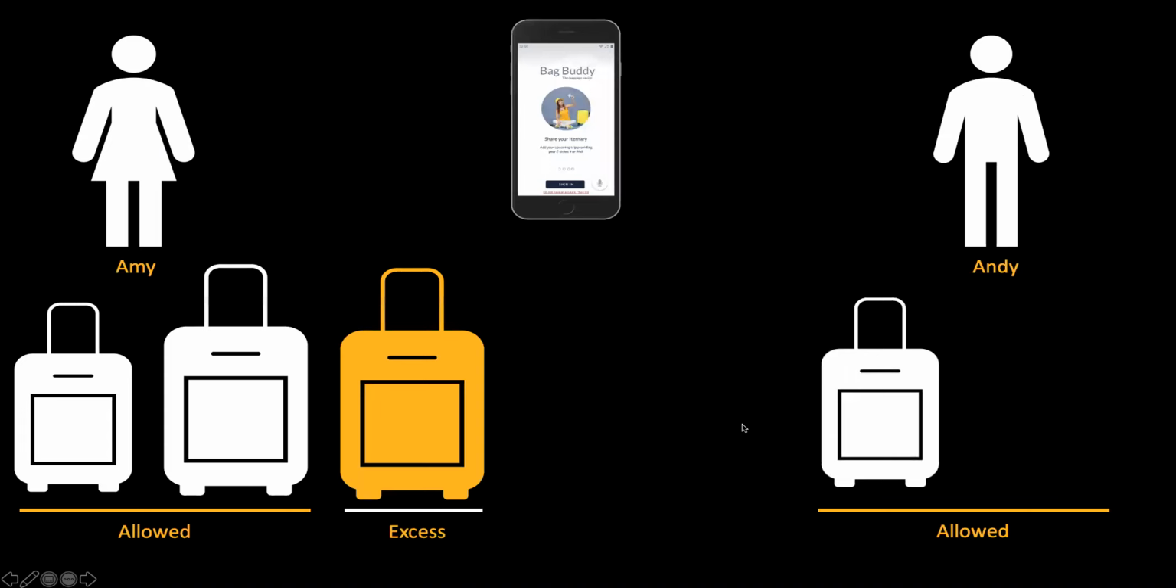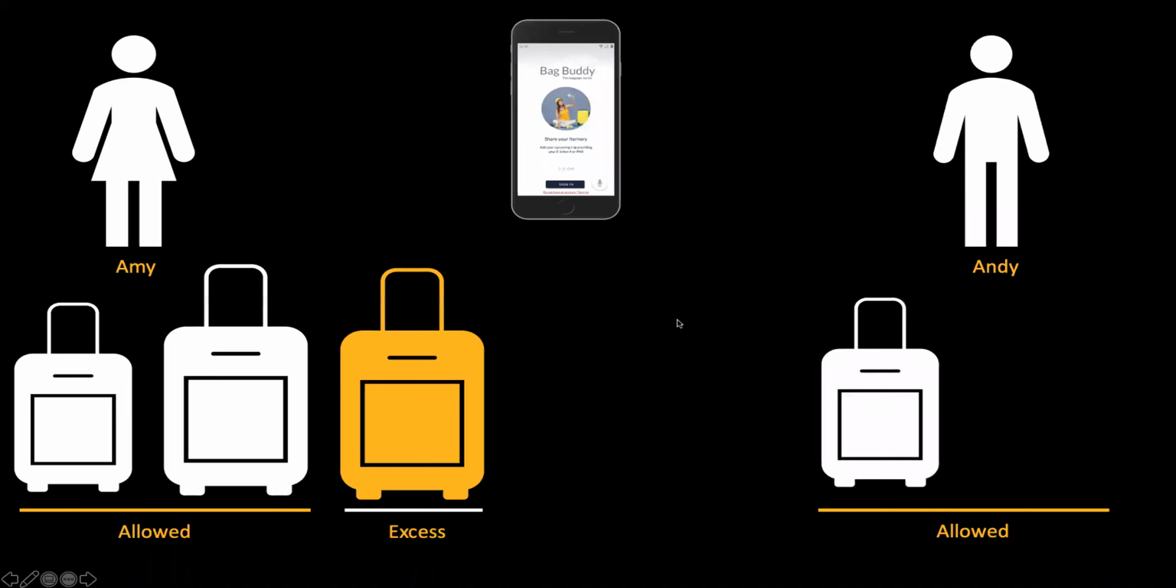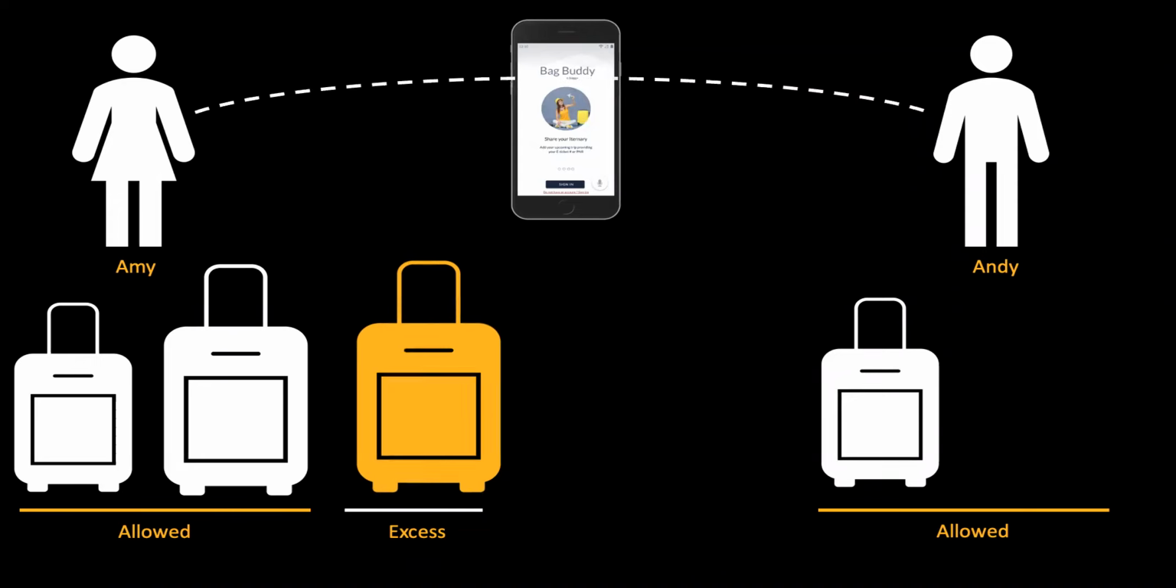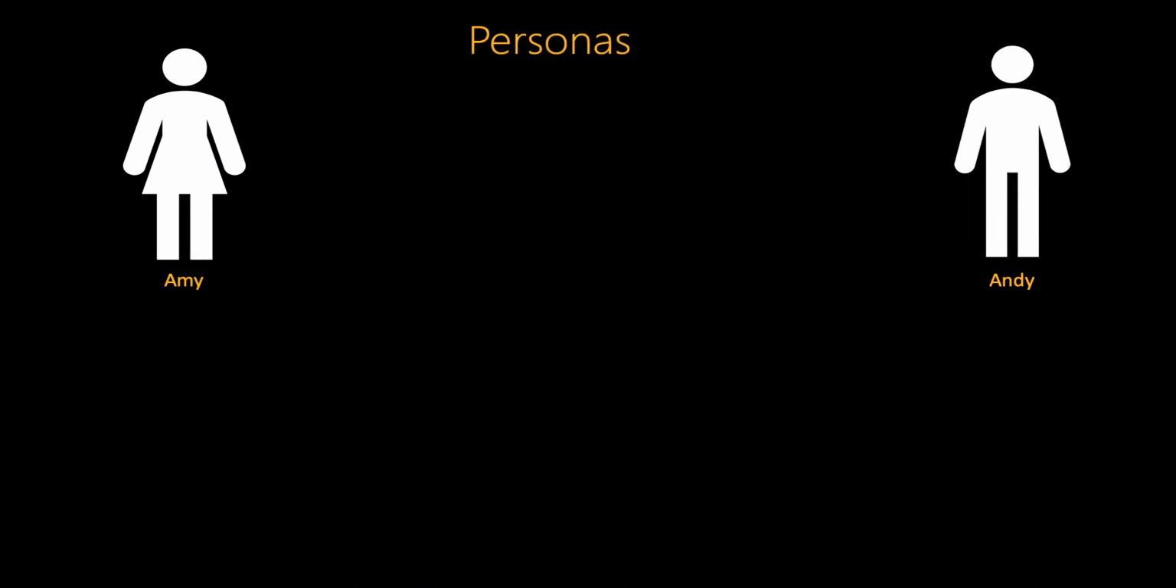Now, what this app does is it tries to connect Amy and Andy through the mobile app, and it allows Amy to make an offer to Andy so that he can help with the excess baggage Amy has, so that Amy can save some money and Andy can earn some money. And this amount is much lesser than what the airline charges.